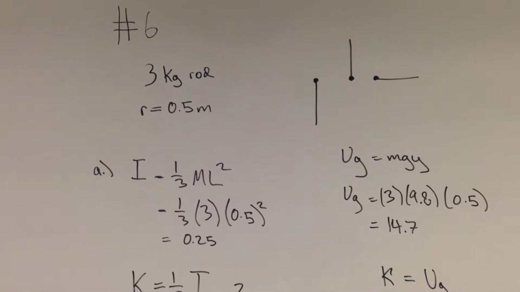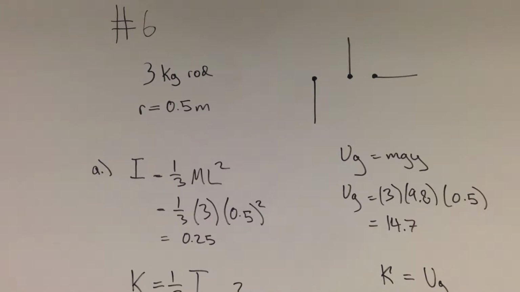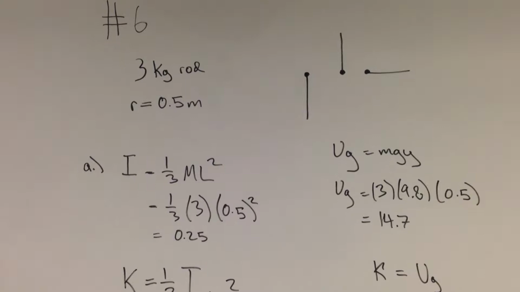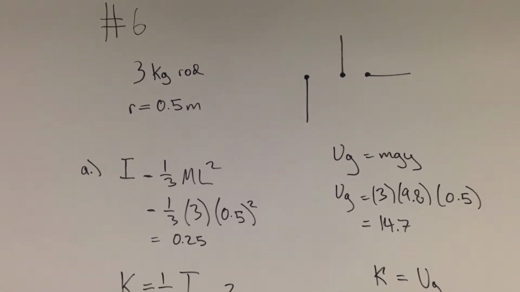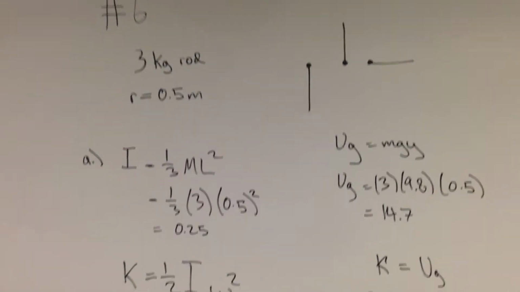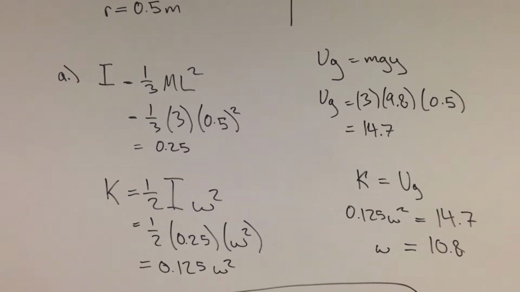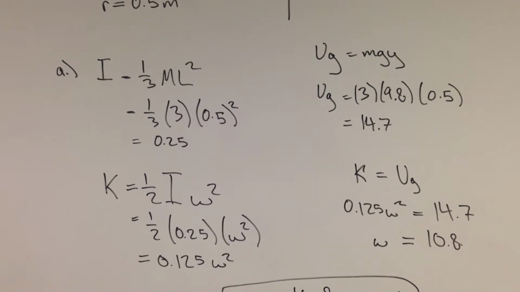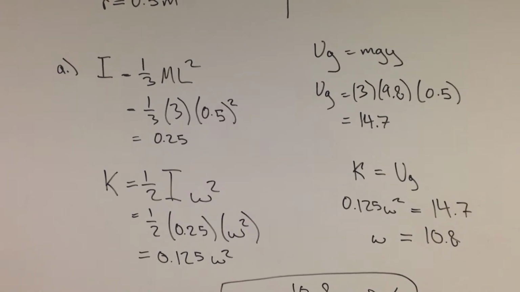Okay, so we have problem number 6. We are given a 3 kilogram rod with a length of 0.5 meters, and it is fixed at one end and is allowed to rotate around this fixed point with negligible losses due to friction. So for part A, we need to find the rod's minimum angular velocity, or angular speed, at its lowest point, vertically downward, such that the rod is able to reach the orientation when it is vertically upward.